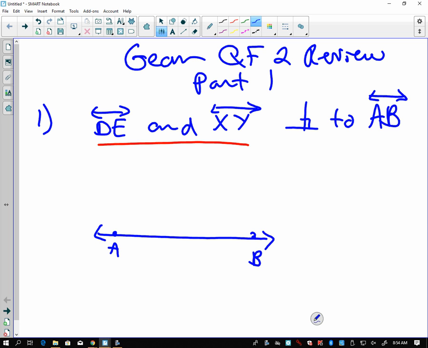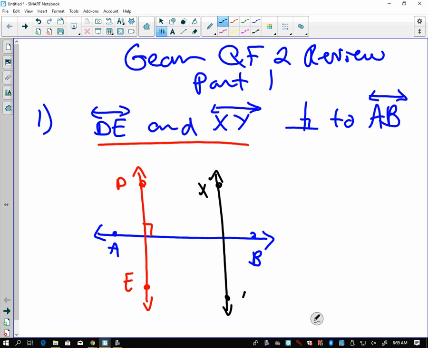Now, it says that line DE is perpendicular to AB, right? So now I have to draw line DE in a very specific way. What kind of line is DE going to be? It's going to be a vertical line, and it has to cross AB. So I'm going to put it right here. Here is line DE, and we said it's perpendicular, so I'm going to put a little box like that. Now, what about XY? Same thing, but maybe moved over a little bit. Something like this. I've got everything labeled.